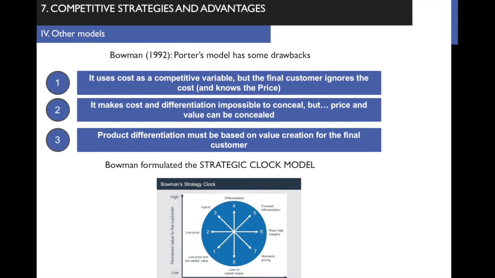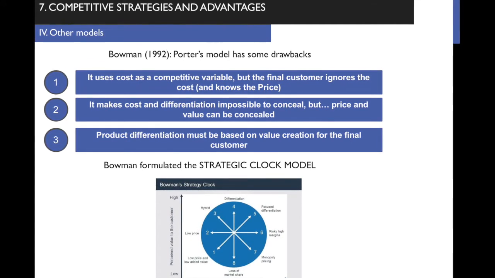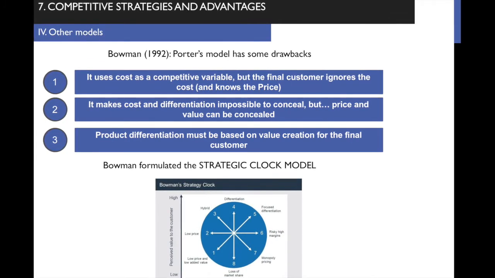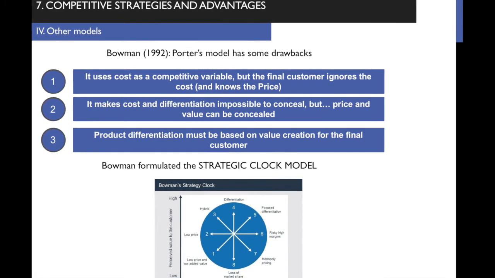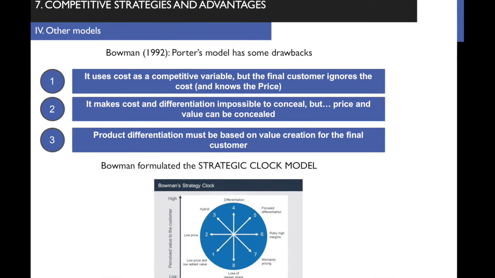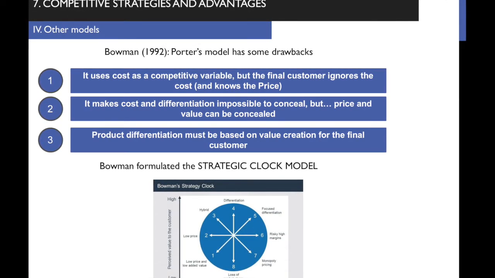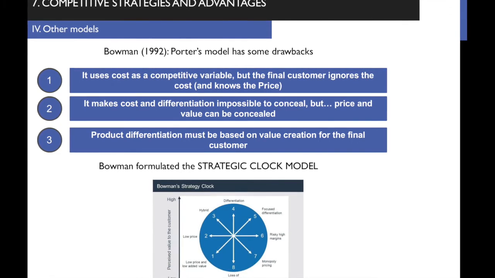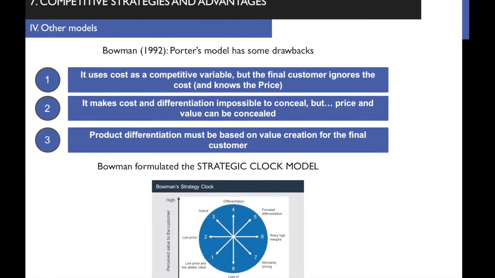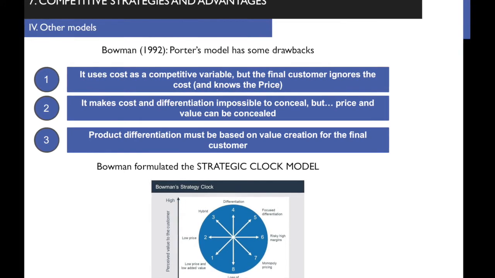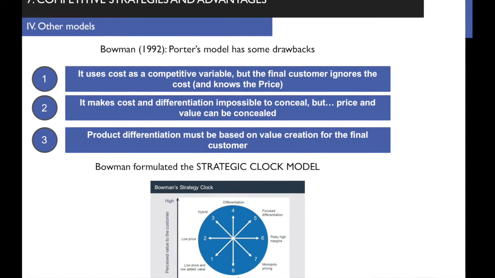Well, first of all, Michael Porter says cost leadership. But we, as customers, don't know the cost of a final product. We buy the product or not because of its price, not because of its cost. So we ignore the cost. We know the price. Then cost leadership and differentiation in Michael Porter's mind are impossible to conciliate. If you try to get cost leadership and product differentiation at the same time, you get stuck in the middle.